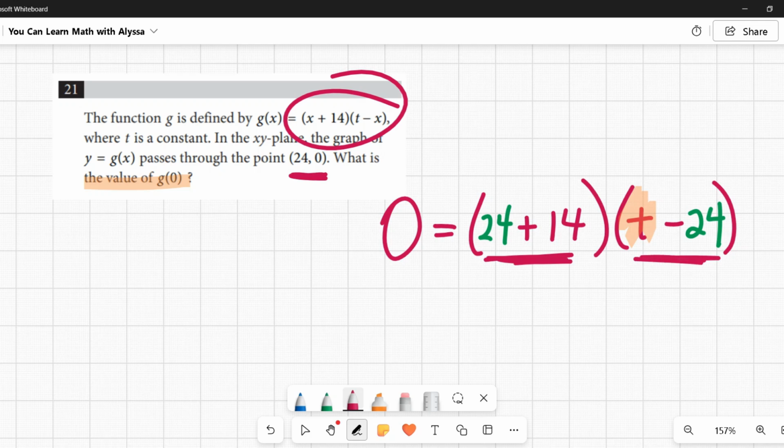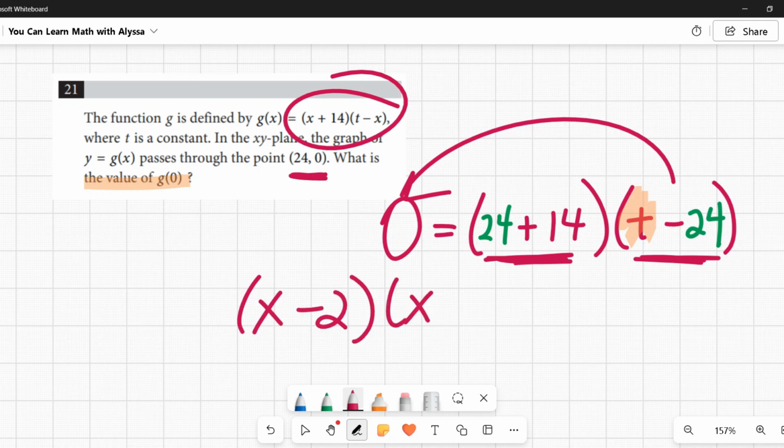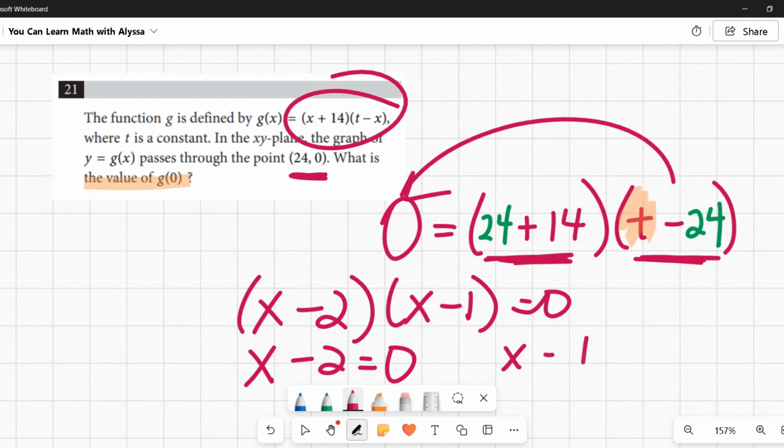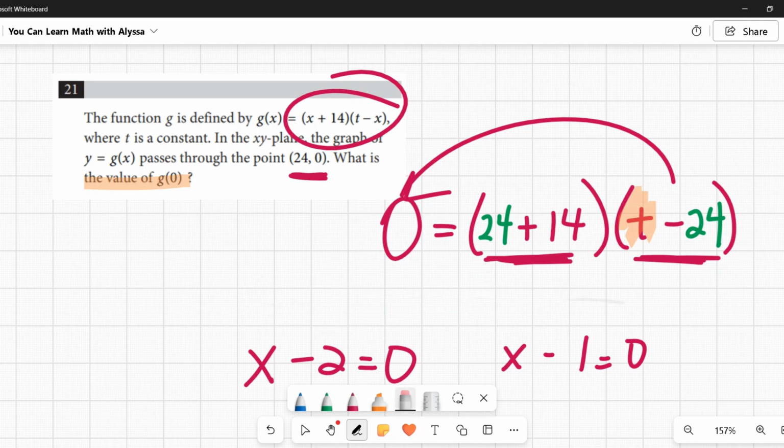that are being multiplied together. 24 plus 14 together is a number, and t minus 24 together is a number. And together, they're being multiplied and they get 0. So you know how when we're doing factoring, and you factored a quadratic, and you get to x minus 2 times x minus 1 equals 0, and then to solve, you set them both equal to 0 separately, because either one of them could be 0, but you know one of them has got to be 0 to multiply together and get 0.